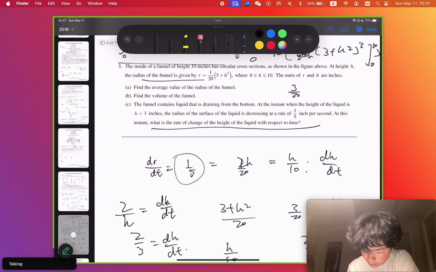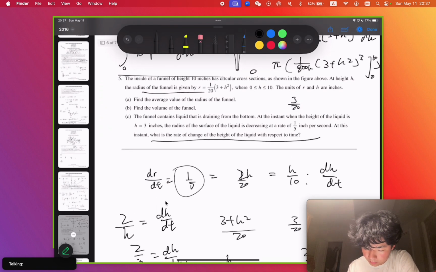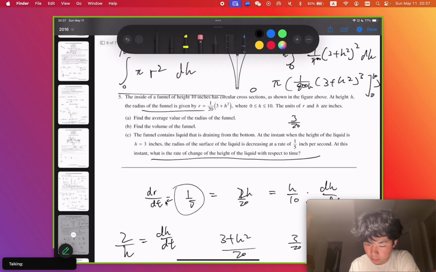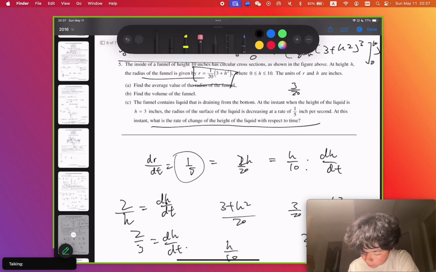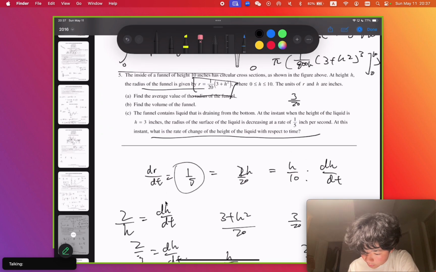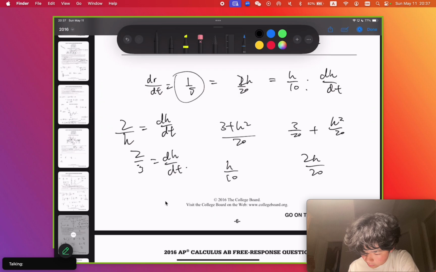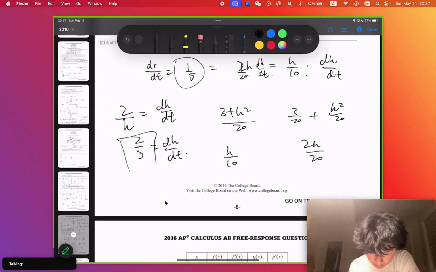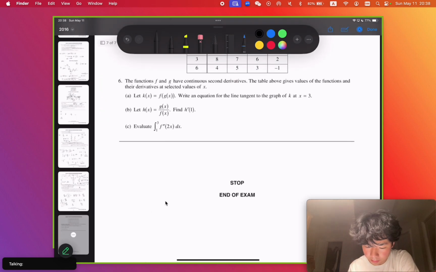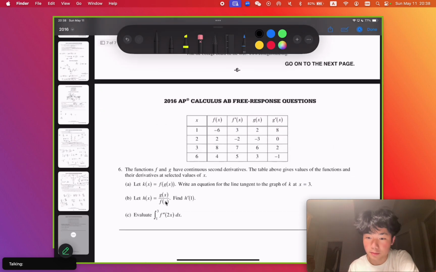Since you got the rate of change of the radius, you can relate the rate of change of the radius according to this function right here, and then h over 10. Yeah, okay, that makes sense. dh dt. Okay, so this is my answer over here, 2 over 3. Hope I got it right. Okay, last question. Let's finish this real quick.